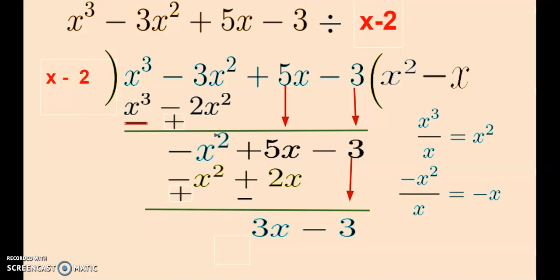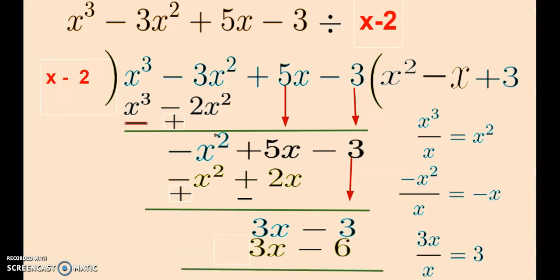Again the first term of 3x minus 3, that is 3x, is to be divided by x to get what is to be written in the quotient part as the third term. So plus 3 goes to the quotient part here, and this is to be multiplied with the divisor. So 3 into x is 3x, and 3 into minus 2 is minus 6. So let us subtract it. What are we going to get? Change the signs. Minus, and here it becomes plus 6. When you subtract, you are left with plus 3.